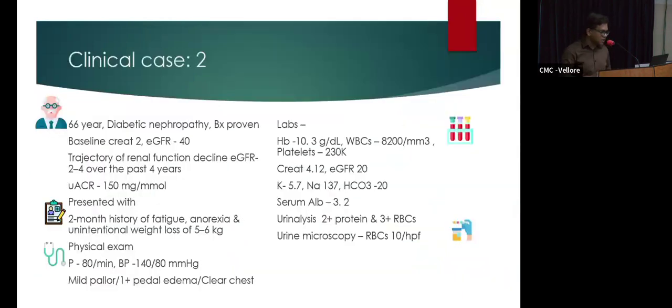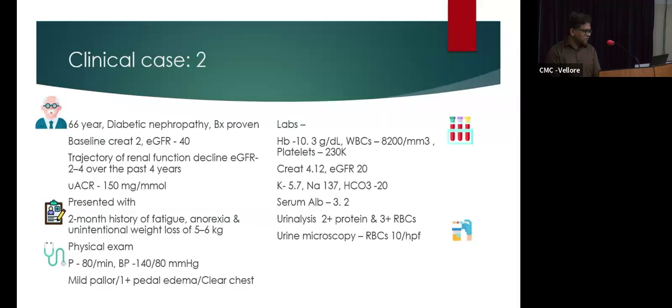So another case: a 60-year-old gentleman, known diabetic nephropathy, biopsy proven. The baseline creatinine was 2 and eGFR of 40. The trajectory of fall of eGFR was around 2 to 4 within the last 4 years, and the UACR was around 150. Why do I mention UACR here? I will tell you later. And he presented with a 2-month history of fatigue, anorexia, and unintentional weight loss of around 5 to 6 kg.